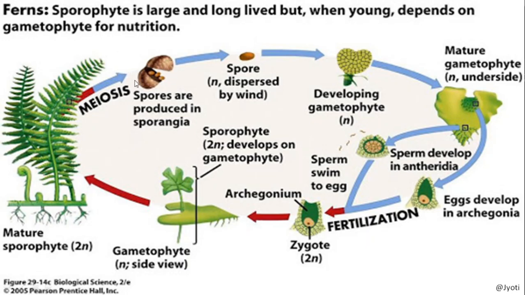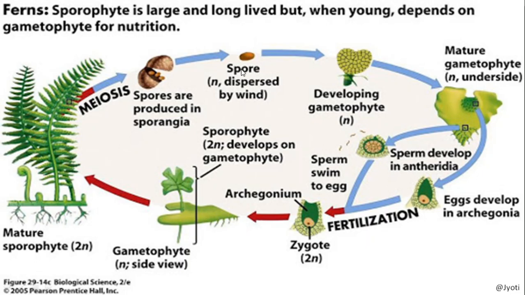So this is the structure of a sporangium, and inside the sporangium the spores are produced. Now when the sporangium bursts, the spores are released, and the spores are haploid in nature. Here you can see the spores are dispersed by wind. So for asexual reproduction, the wind is the agent for transfer of the spores.